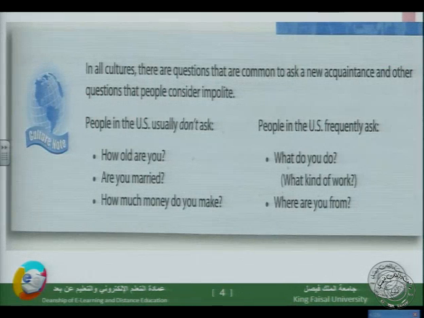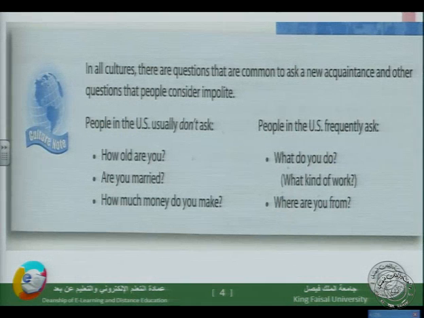So if you have a new, for example, a stranger, okay, and you met him, you can't ask him the following questions in the USA, in the United States. You can't ask him, how old are you? Are you married or single? And how much money do you make? These questions are kind of prohibited because they are very private, they are very personal.